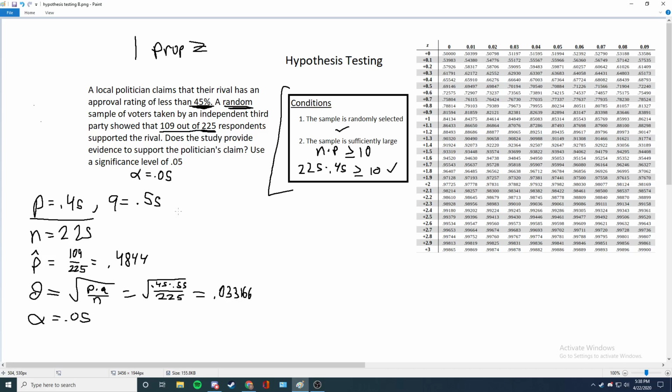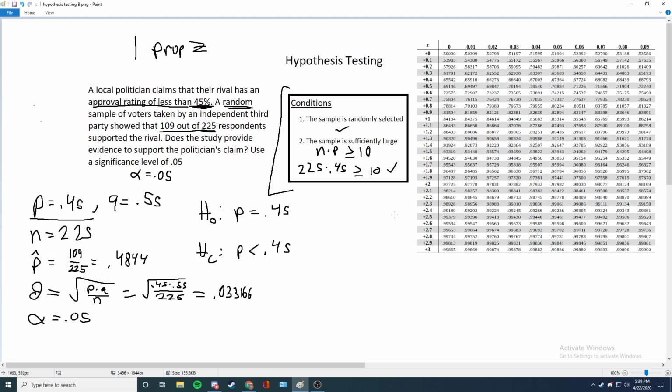Now we can move into the math part. Remember, we're going to find the z value. Well, actually, no, I'm sorry. We need to find our hypotheses first. We need our null hypothesis and our claim hypothesis. Since we're dealing with this 0.45 as our comparison, our null hypothesis will be that p is equal to 0.45. And then we're testing to see if their approval rating is less than that 0.45. So our claim is that p is less than 0.45.